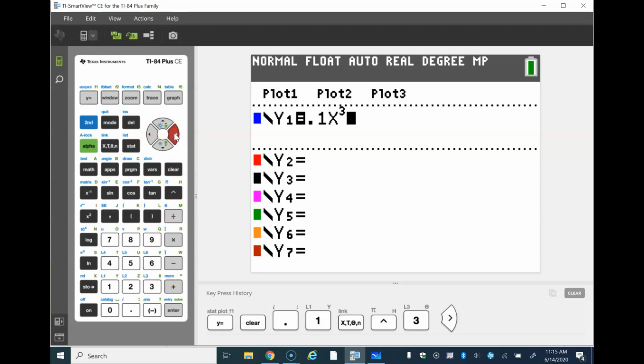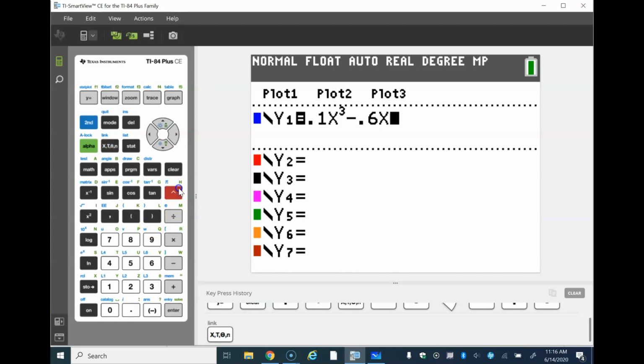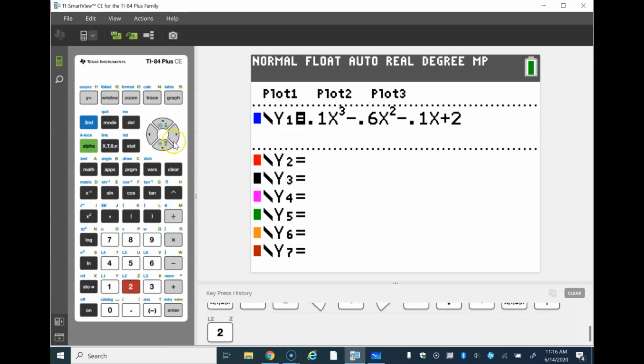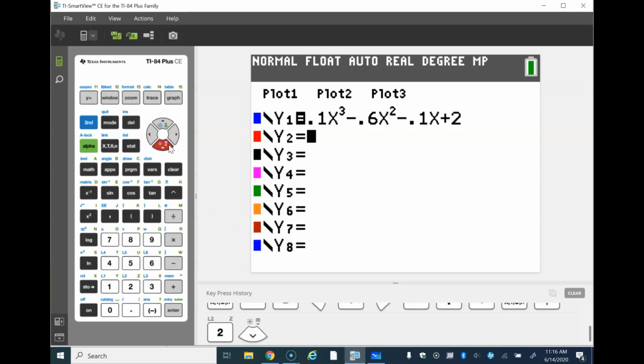slide over, minus 0.6 x raised to the second, slide it over, and then, oops, forgot to put in this, then minus 0.1 x, and then plus 2. Then drop down to the second one, and again, we're trying to find the 0, so I'm going to put a 0 for the second one.